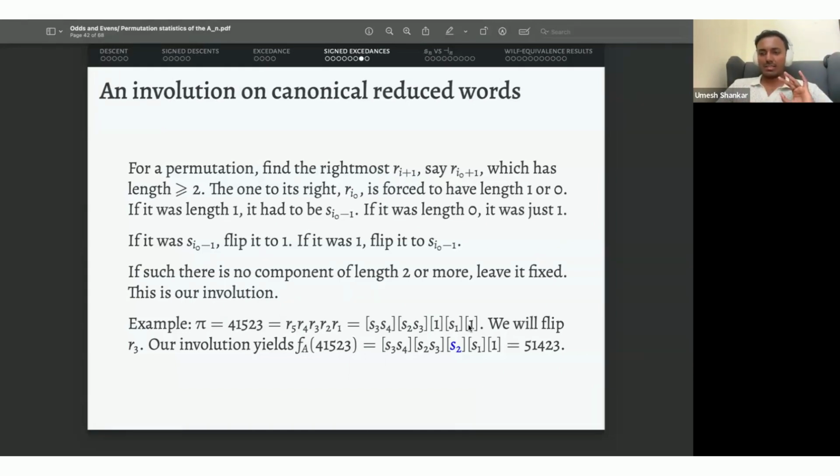I have not included the details. This paper appeared in the Journal of Algebraic Combinatorics in October, so you can take a look at it.